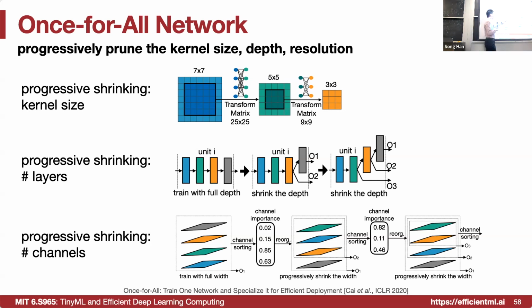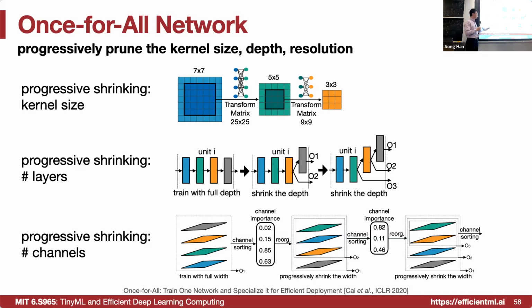With respect to the number of layers, initially we train with all these 4 layers, right? And then we shrink the depth: we can shrink to 3 layers, we can also shrink to 4 layers. And then we further shrink the depth: we can shrink to 2 layers, 3 layers, and 4 layers. So this progressively allows a smaller number of layers.